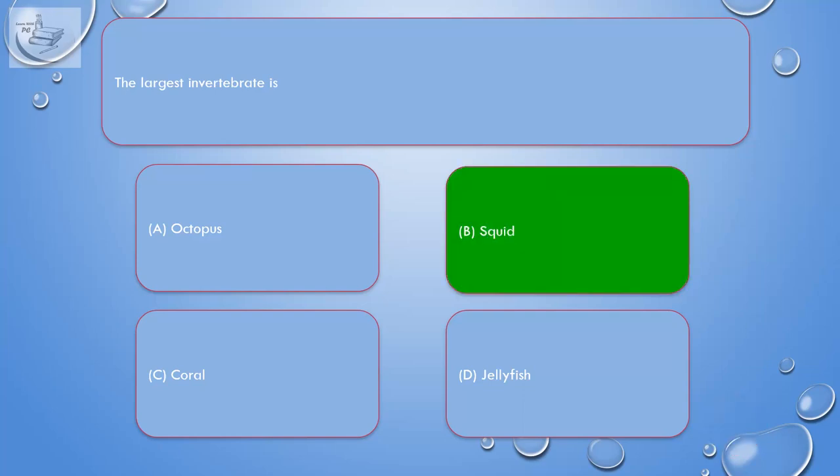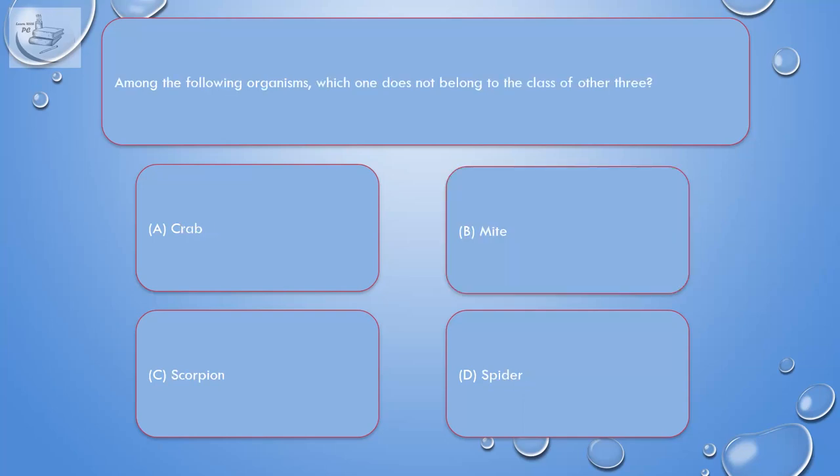Correct answer is B. Squid. Question: Among the following organisms, which one does not belong to the class of other three? A. Crab, B. Mite, C. Scorpion, D. Spider. Correct answer is A. Crab.